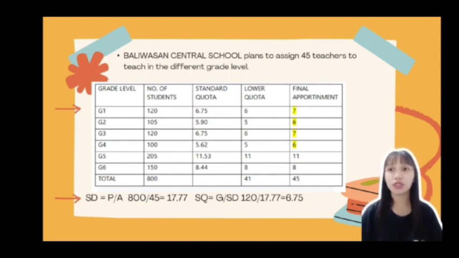it did not reach the required apportionment, so we will do the final apportionment by rounding up. The standard quota of a group with the highest decimal part is rounded up to a whole number. So after rounding up, we reach the required apportionment for each grade level.